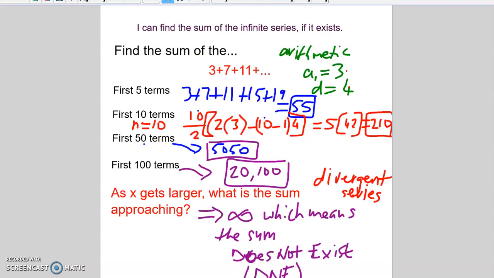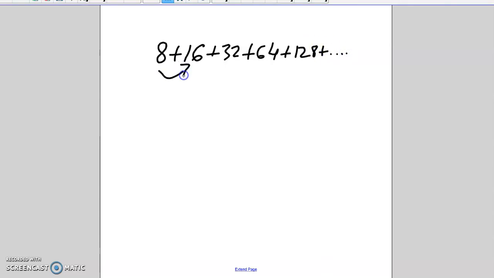Okay, so before we get into that, let's look at another example here. So in this example, I'm going to have a geometric series, and I'm going to just start with 8 and start doubling these. So 8 plus 16, 32, 64, 128, and I'll just keep going. So what I'm doing here is I'm multiplying by 2 to get the next term in the series. Each element in this sequence is multiplying by 2, so my r value is equal to 2.